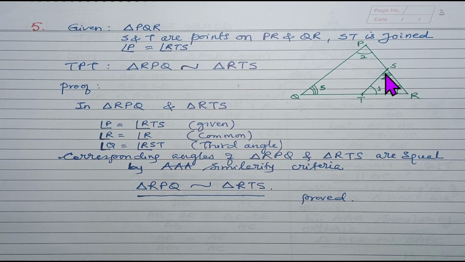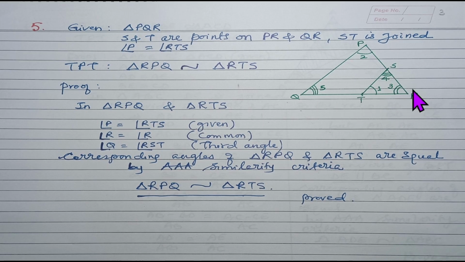Now coming to the next example, we are given a triangle PQR. S and T are points on PR and QR. ST is joined. Angle P is equal to angle RTS. Angle 1 and angle 2 are equal here. Now we have to prove that triangle RPQ is similar to triangle RTS. So let us see how to prove that.